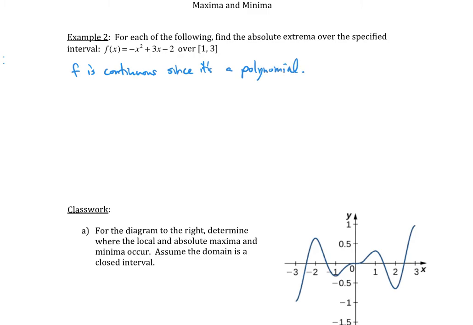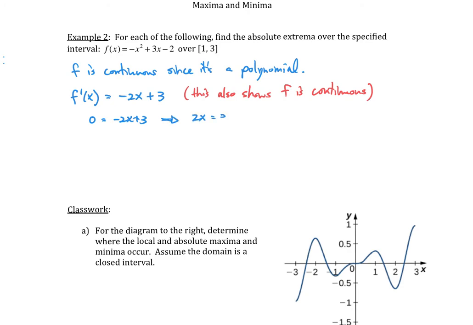Now, I could show it's continuous in a different way, by calculating the derivative. If I calculate the derivative, I get negative 2x plus 3, and this also shows f is continuous. The next thing I want to do is find the critical values. So I'm going to set this derivative equal to 0. 0 is equal to negative 2x plus 3. That's the same thing as saying 2x is equal to 3, which means x is equal to 3 halves.